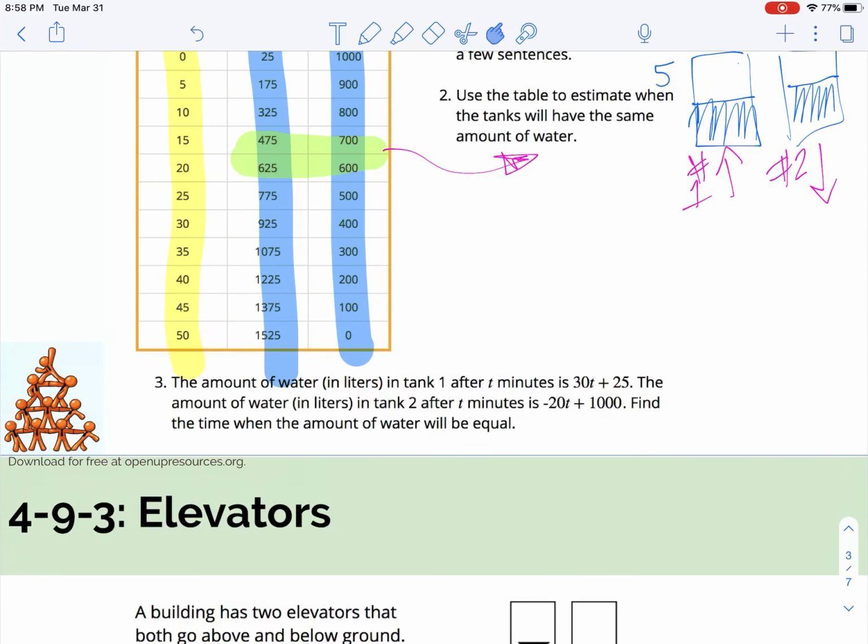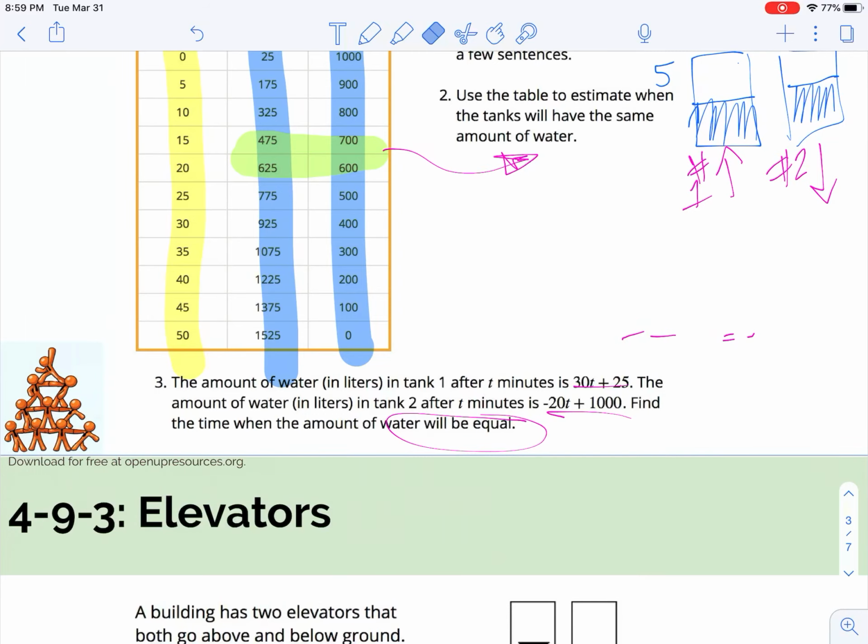All right, the last one says the amount of water in tank 1 after t minutes is 30t plus 25, and the amount of water in liters in tank 2 after t minutes is negative 20t plus 1,000. Find the time when the amount of water will be equal. Whenever something says will be equal and they're giving you 2 equations, you're going to set them equal to each other.